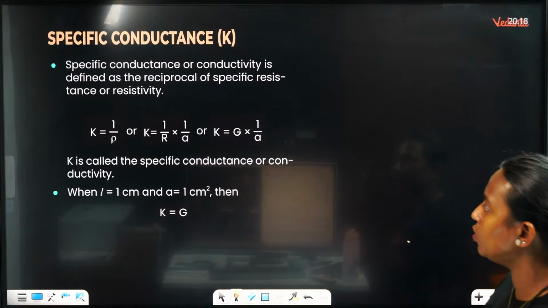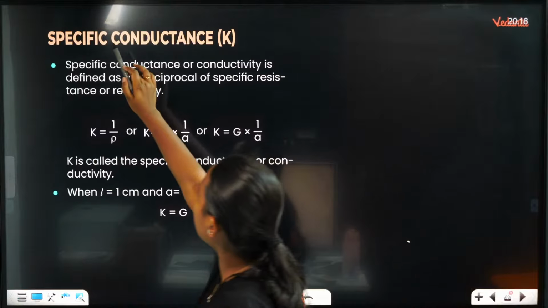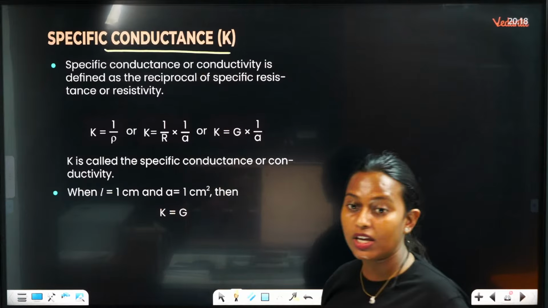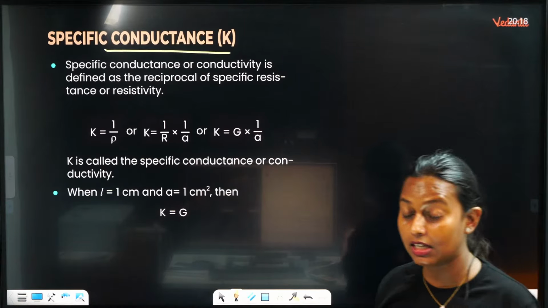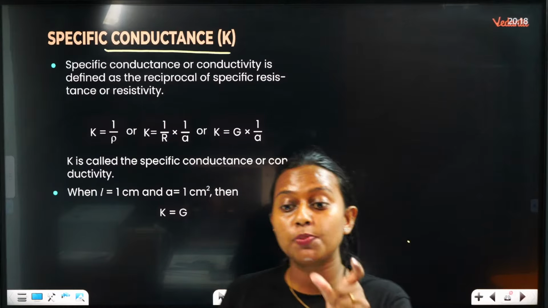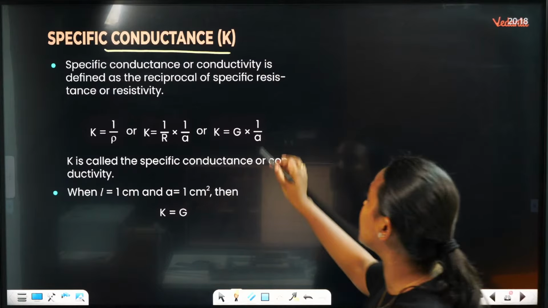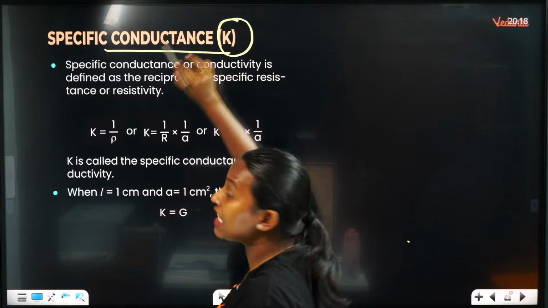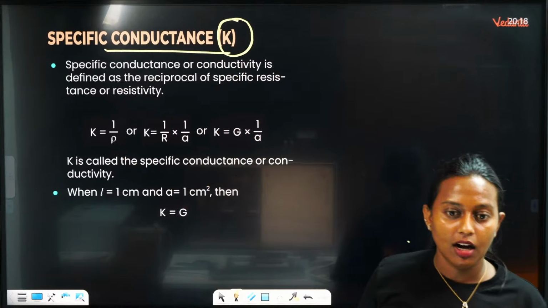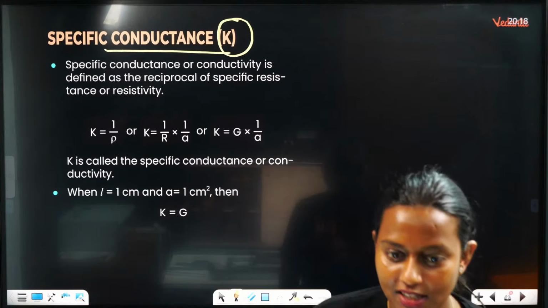Then we are moving to specific conductance. What does specific conductance mean? That is actually kappa. We will say kappa. This is not K, guys. 400 plus.